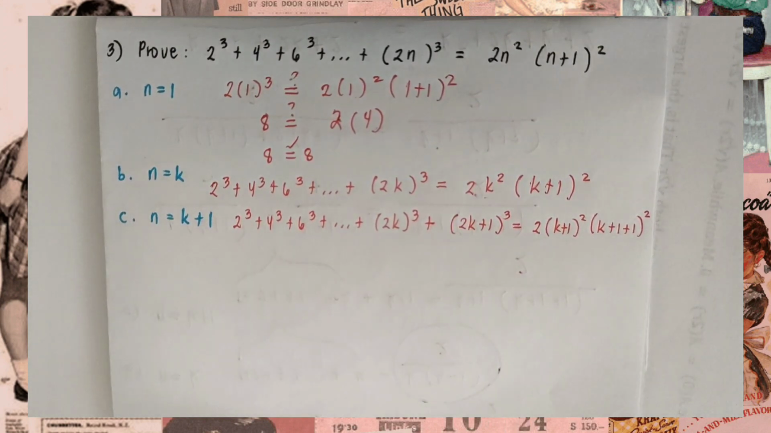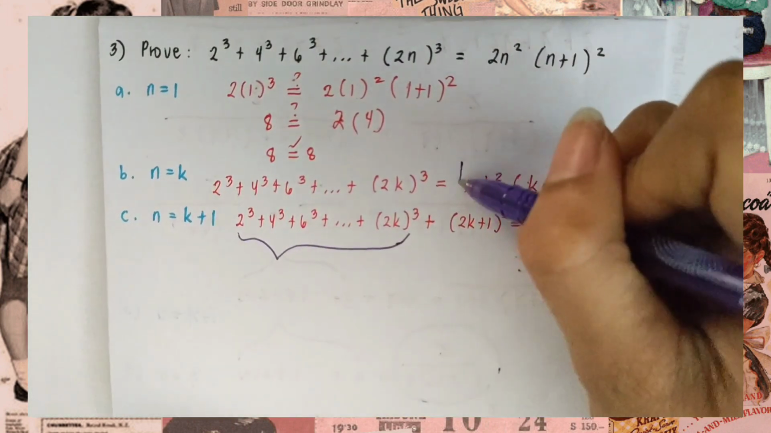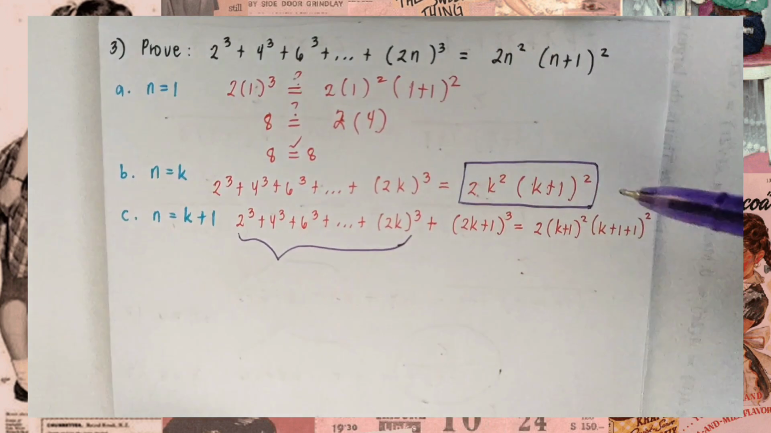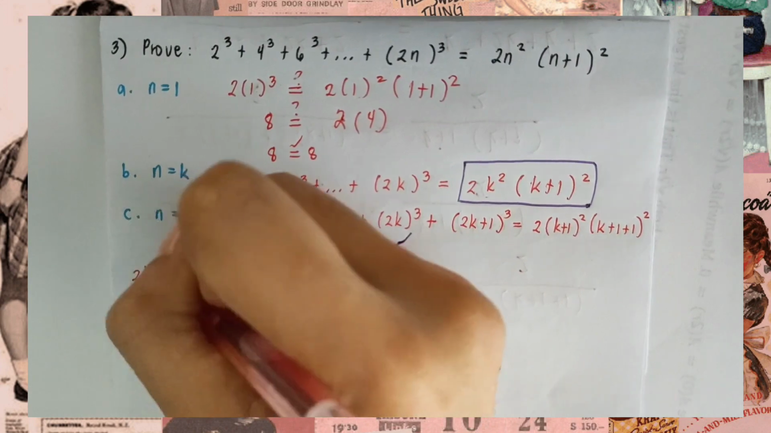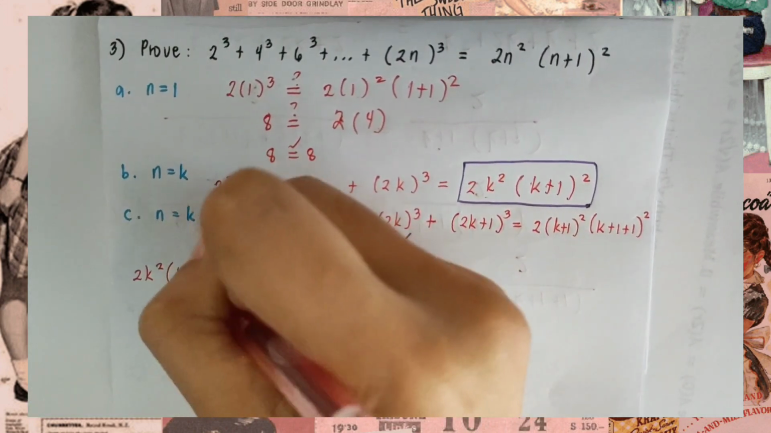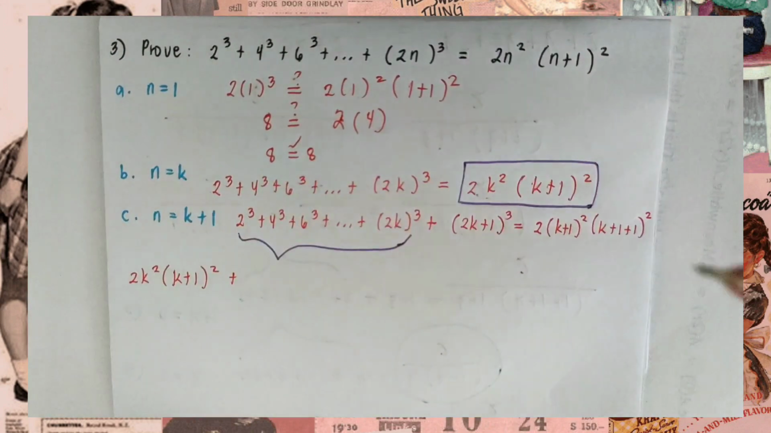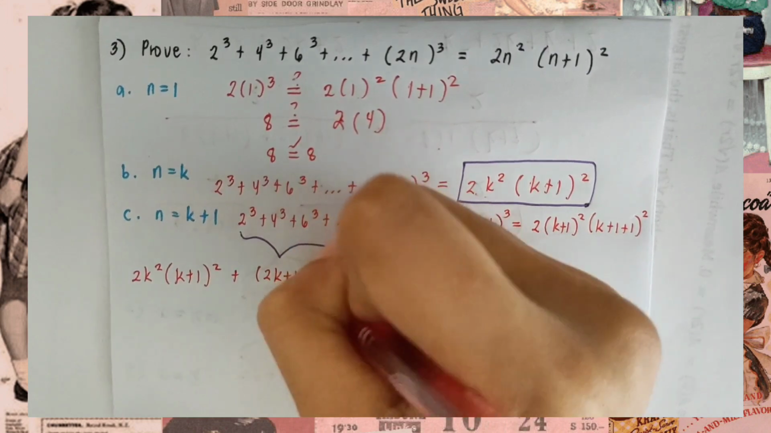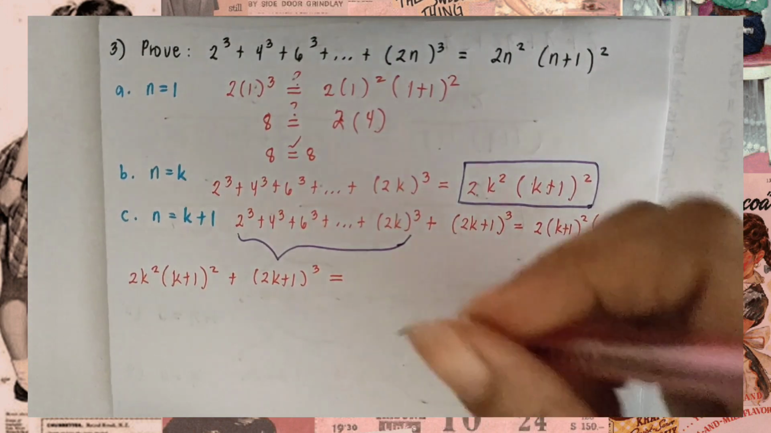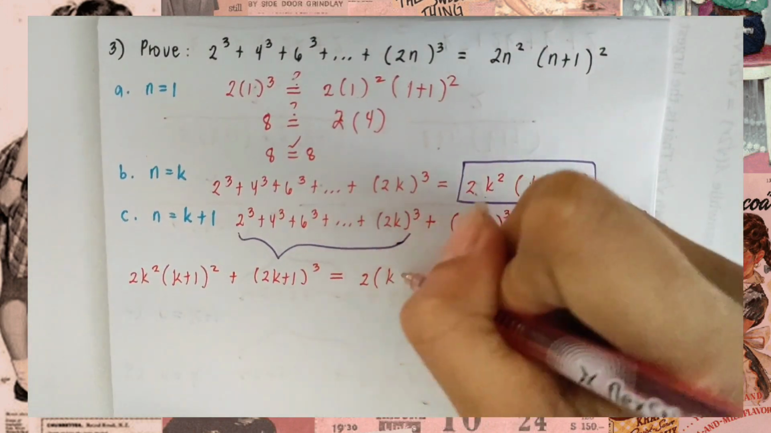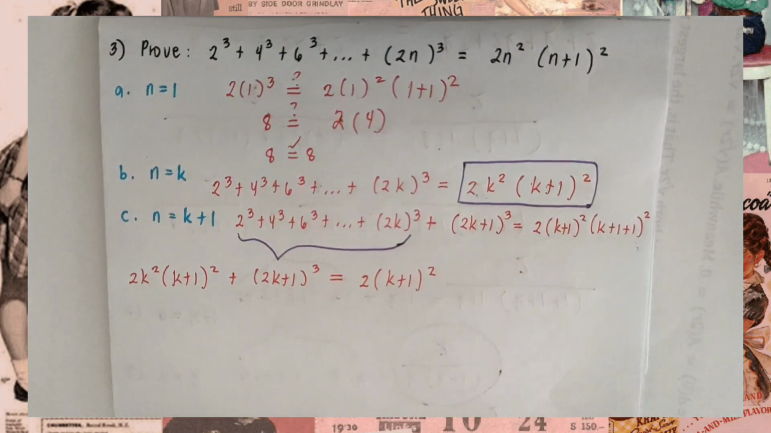Next, we know that these terms are the same with this one. So we will just change it with that. So it will become 2k squared times the quantity of k plus 1 squared, and then add this plus 2 times k plus 1 cubed equals, copy, 2 times the quantity of k plus 1 squared, and then simplify k plus 1 plus 1, that is k plus 2 squared.